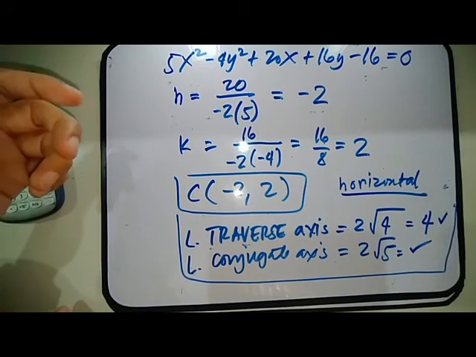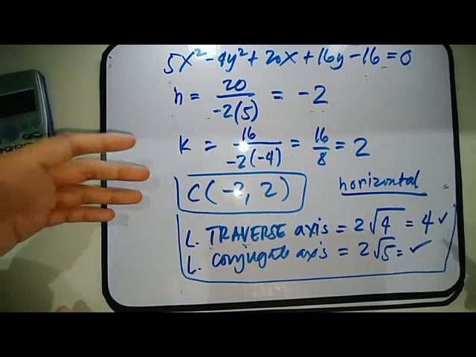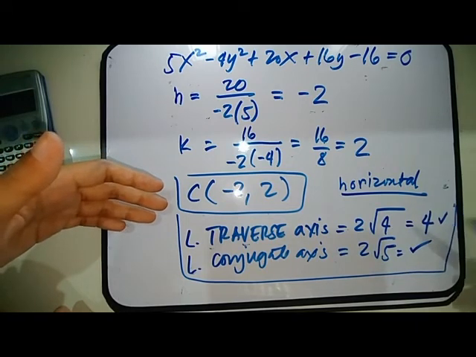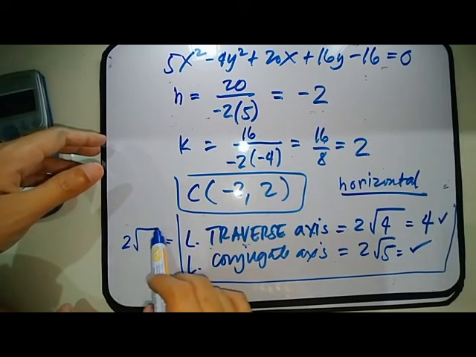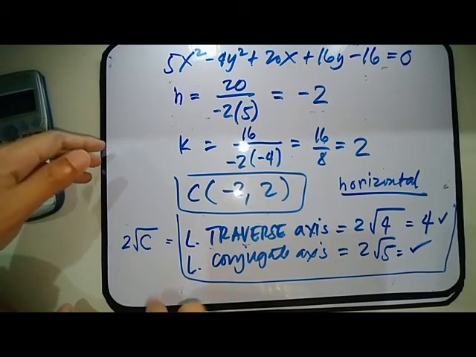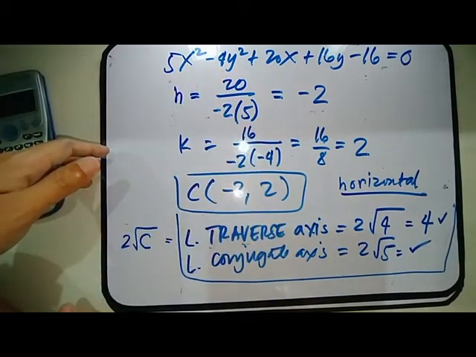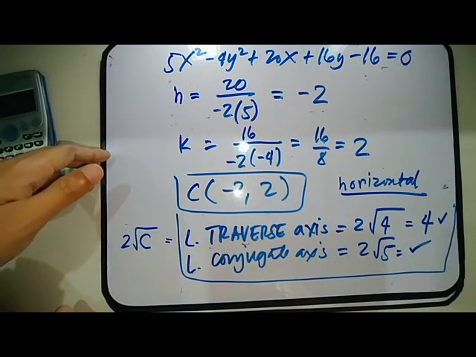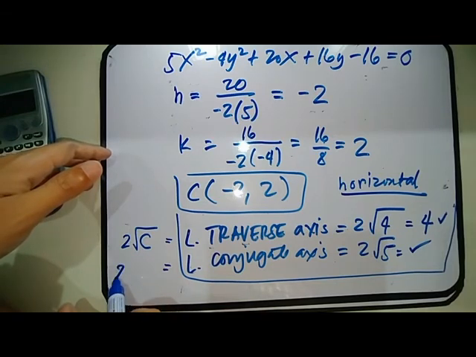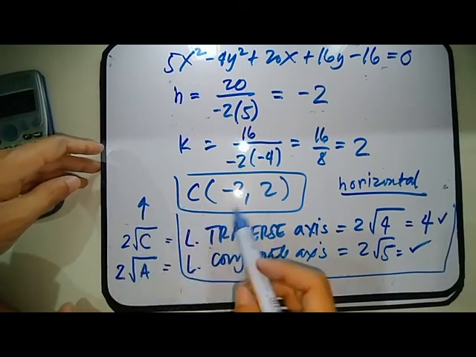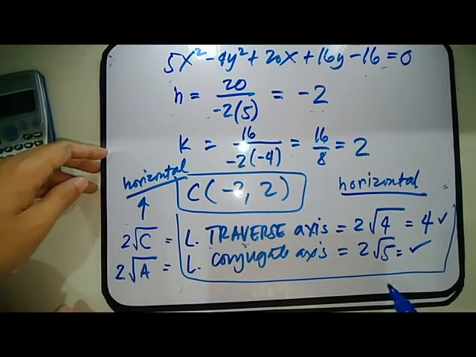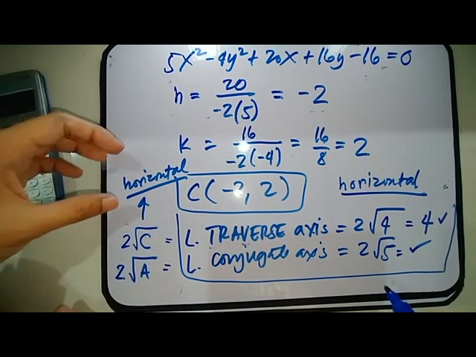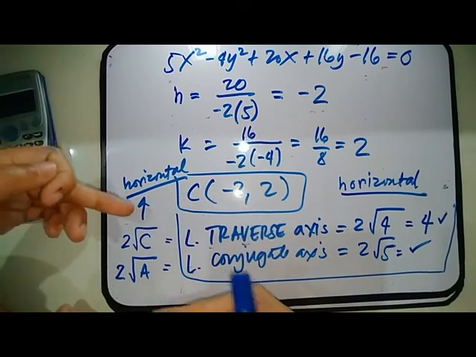Then, sundin nyo lang guys yung steps ko kasi mas madali na i-memorize nyo yung process kaysa sa i-memorize natin yung mga formula. Okay, yung formula mo kasi to, this is 2 square root of, we have c. Yung c natin is the absolute value nung coefficient nung naka second degree y. Ito naman is 2 square root of a. Diba? So, if this is horizontal, now, if vertical transverse, babaliktarin natin guys. Magbabaliktaran naman siya.